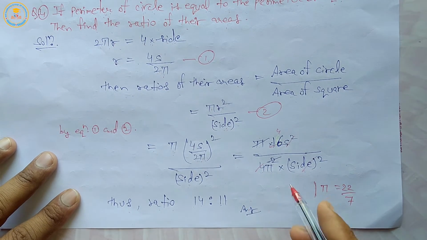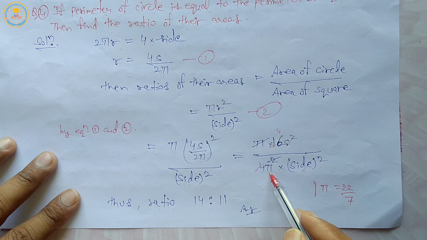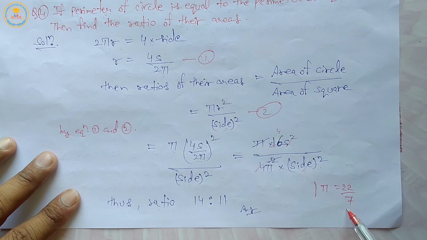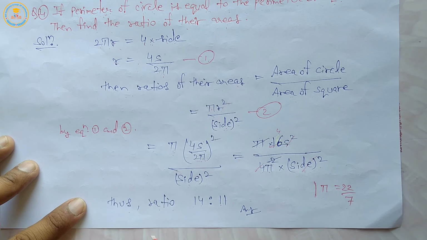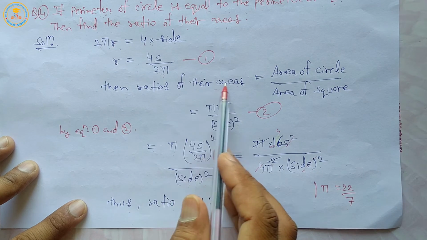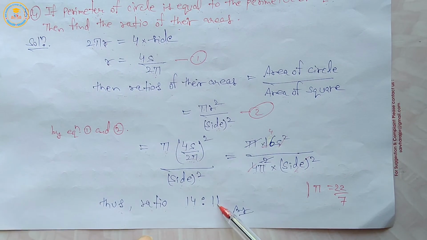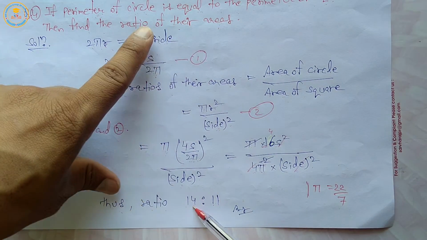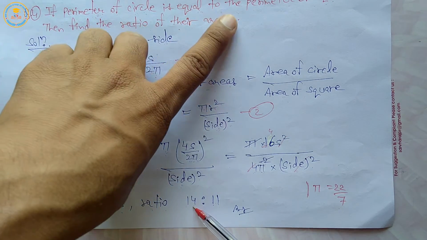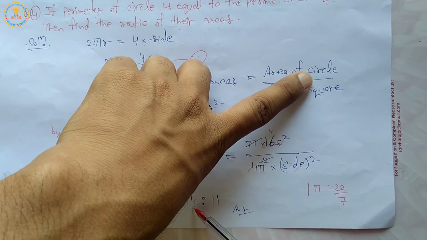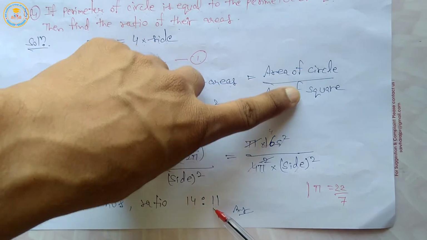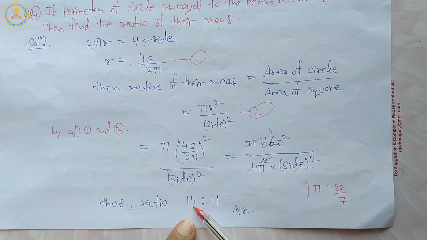Therefore here we put the value of pi as 22 upon 7. It means the ratio of their areas we get is 14:11. The ratio of the circle is mentioned first: the circle is 14 and the square is 11. So 14:11 is the answer. Okay, thanks.